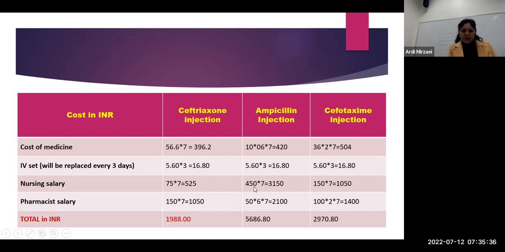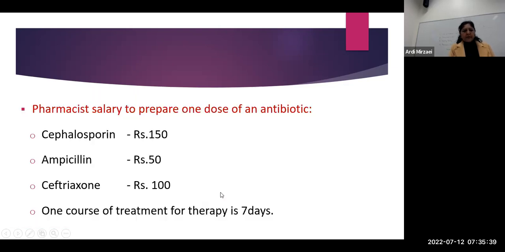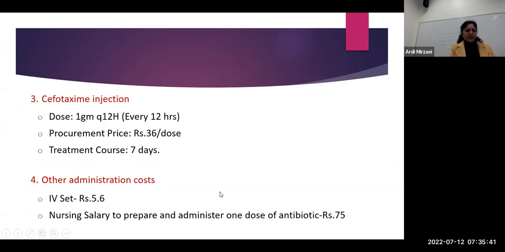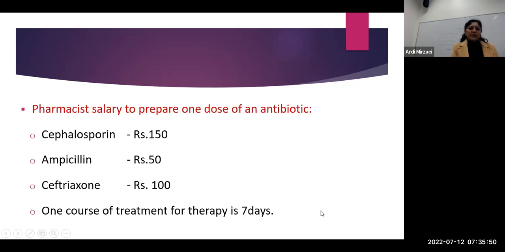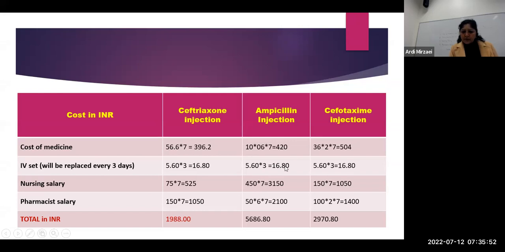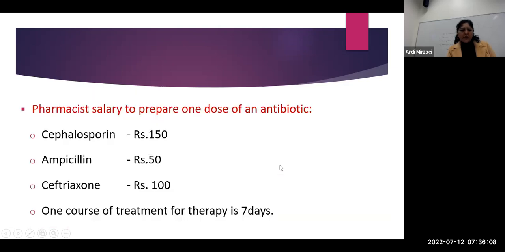Then 450 is nursing salary, because I've given here the nursing salary. To prepare 1 dose is 75, but here he has to prepare 6 doses a day. So 75 into that will give you 450 rupees. Then pharmacist salary is 50 into 6 into 7, 2,100. So 5,686 rupees.